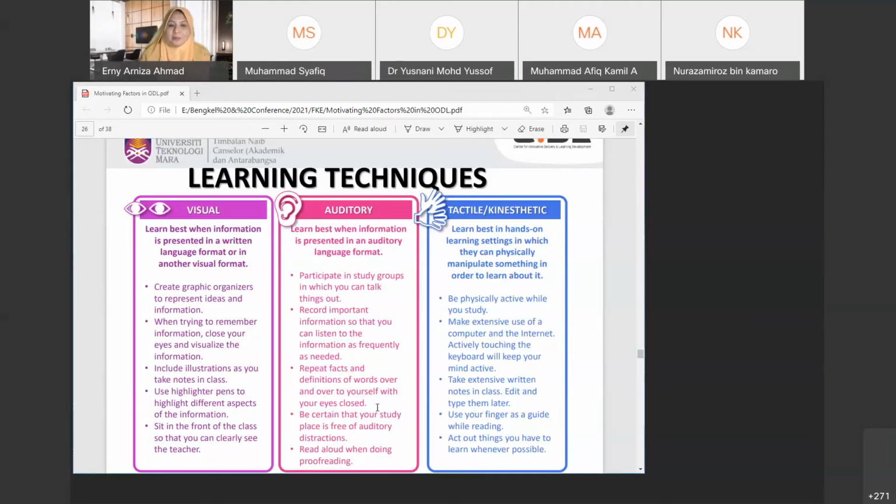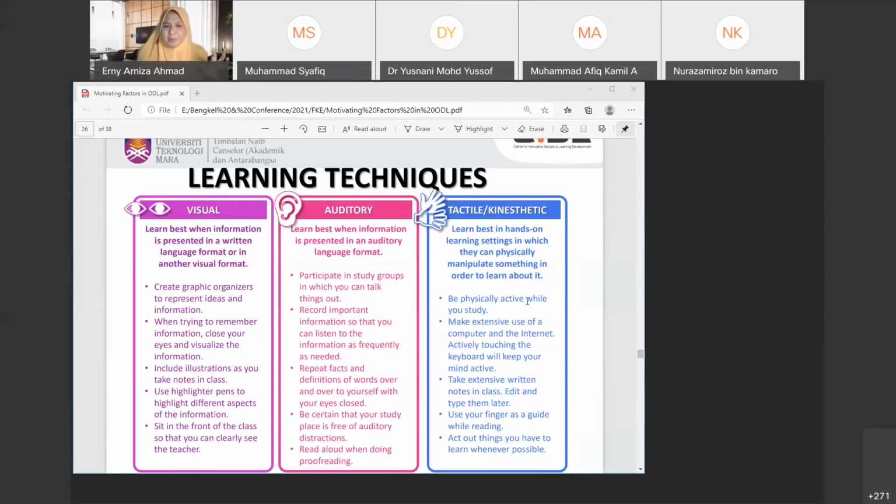Okay. And then read aloud, okay, when doing proofreading. Kena baca, you dengar balik. Oh, you faham. Okay. So for kinesthetic yang kena buat ni, okay, you have to be physically active while you study. Okay, you kena aktif. Ini bukan masuk dia kena masuk lab buat semua tu, no.